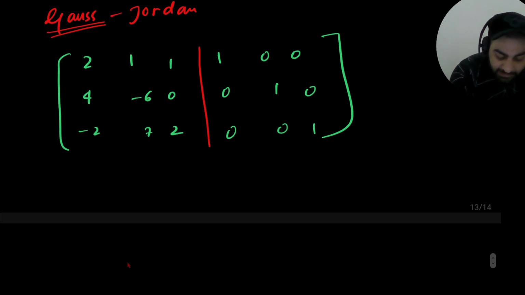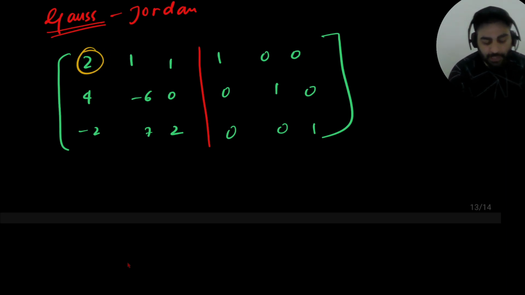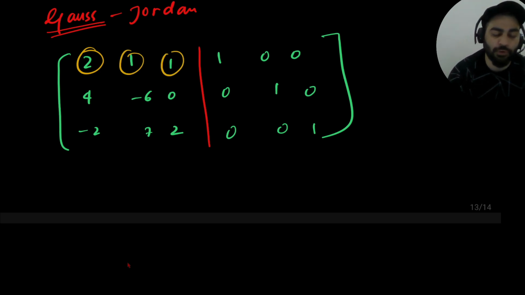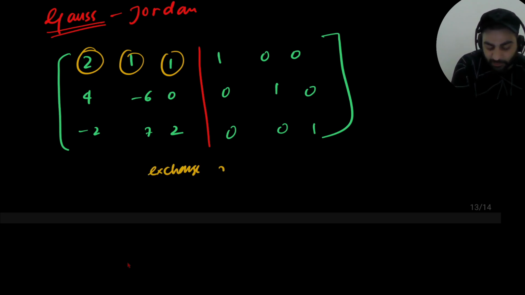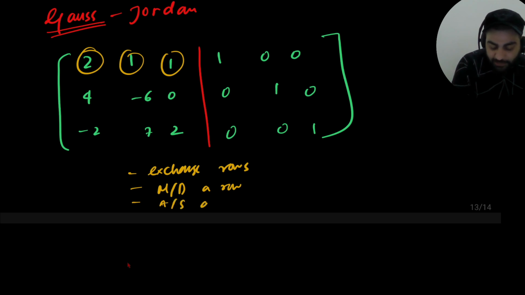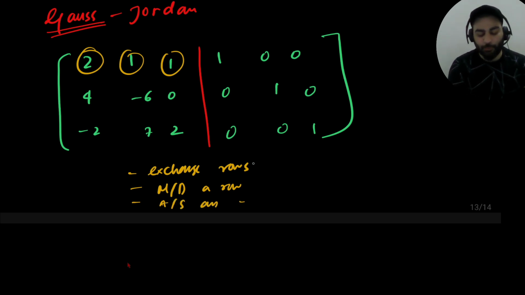So in the identity, the first case is I want to make this as 1 and I want to make these entries as 0. Okay. So anything is possible here. The operations that we can do are: we can exchange rows, we can multiply or divide a row, and we can add or subtract any row from any other row. So these are the three operations.